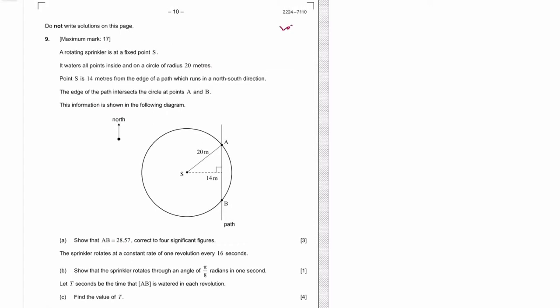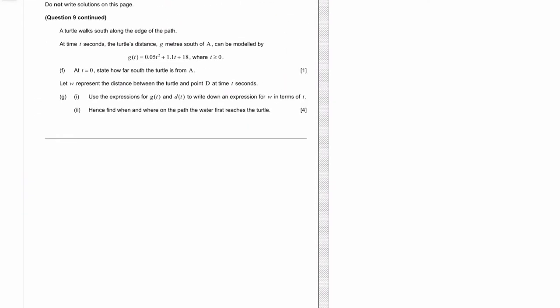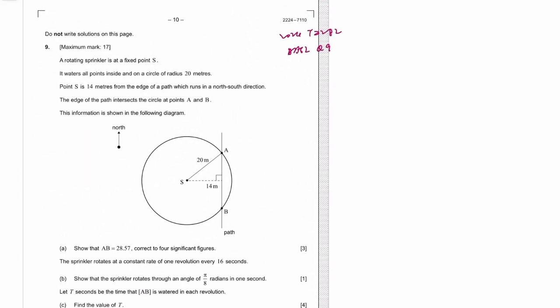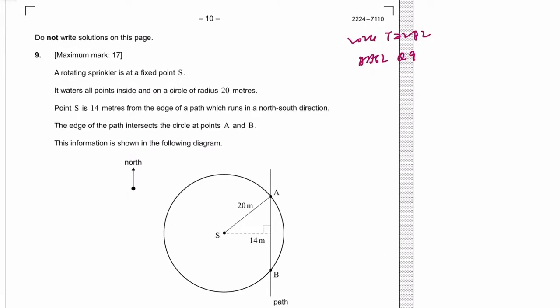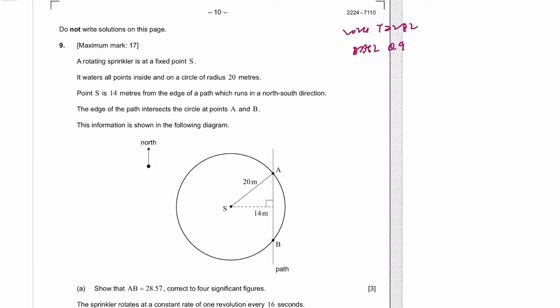This is 2024 times 2, paper 2, ASL question 9. That's the last question of the paper, and it's the crazy long question, right? But I think it's just crazy long. It's not like crazy difficult.